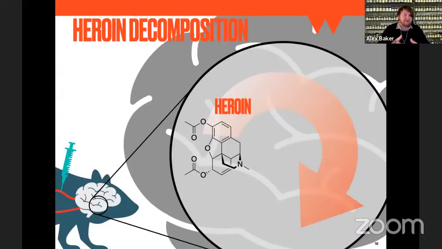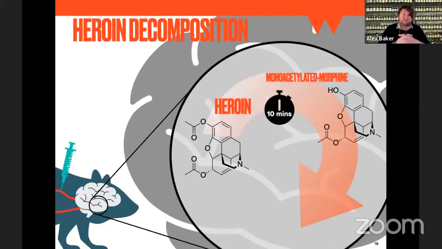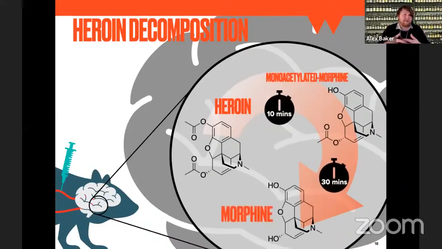Now, when heroin is actually inside the fatty environment of the brain, something quite interesting happens, because the majority of heroin molecules are broken down within about 10 minutes to monoacetylated morphine. That's morphine carrying one acetyl group. And then within about 30 minutes to morphine. So both morphine and monoacetylated morphine are the actual active ingredients. They carry out the function.